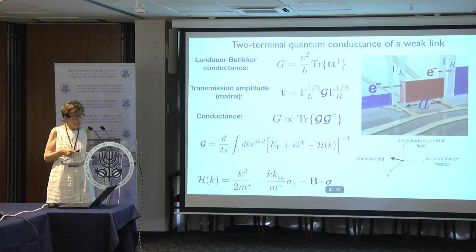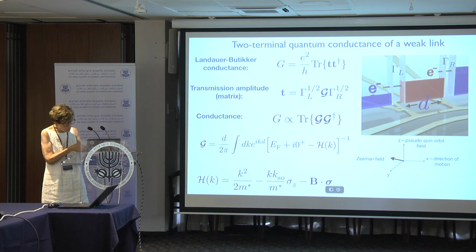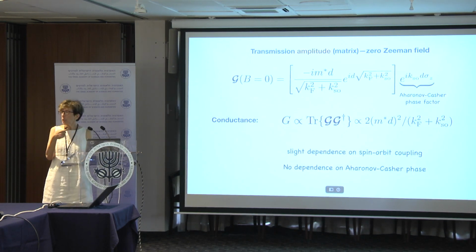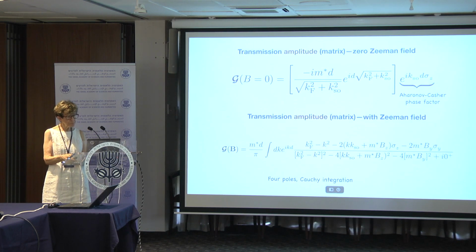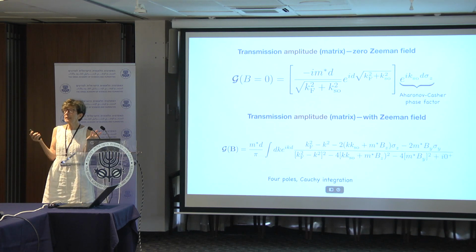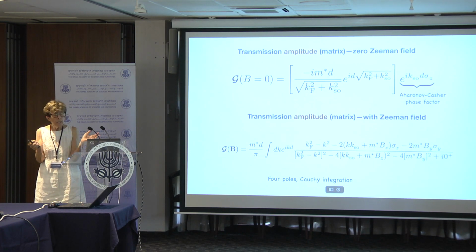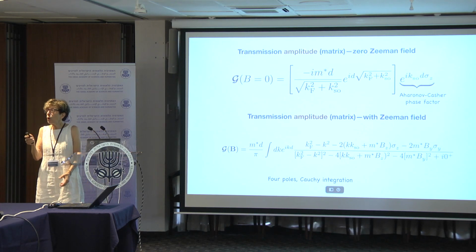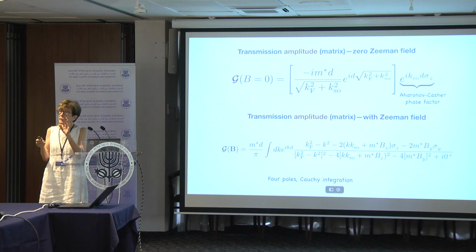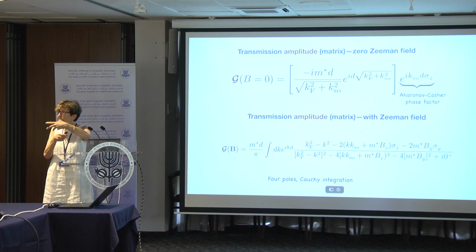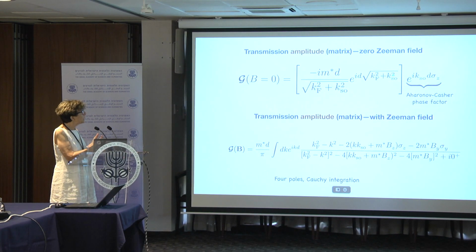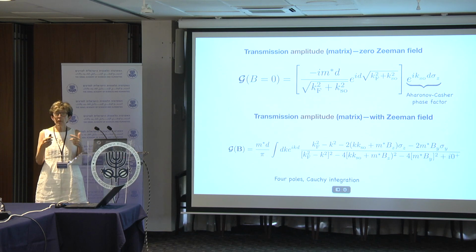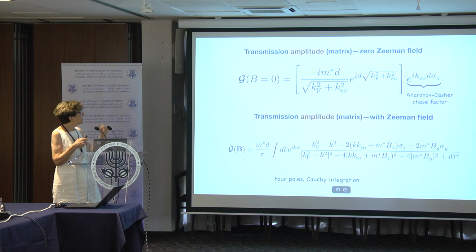Now, how is it done? So you have to calculate the propagator, and then you have to calculate this product of the propagator times the propagator, traced over the spin directions. Let me first tell you what is the result if there is no magnetic field. If there is no magnetic field, it is not that the spin-orbit will not affect it totally. It will, because it changes the Fermi energy in the weak link. It is a second order effect. The spin-orbit coupling is usually much smaller than the Fermi wave vector.